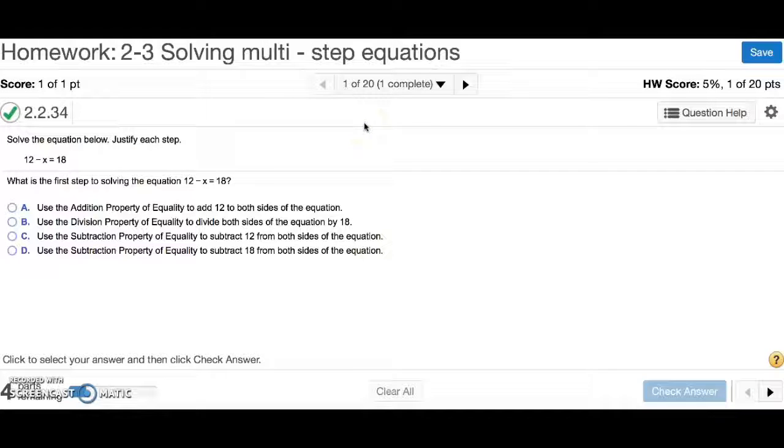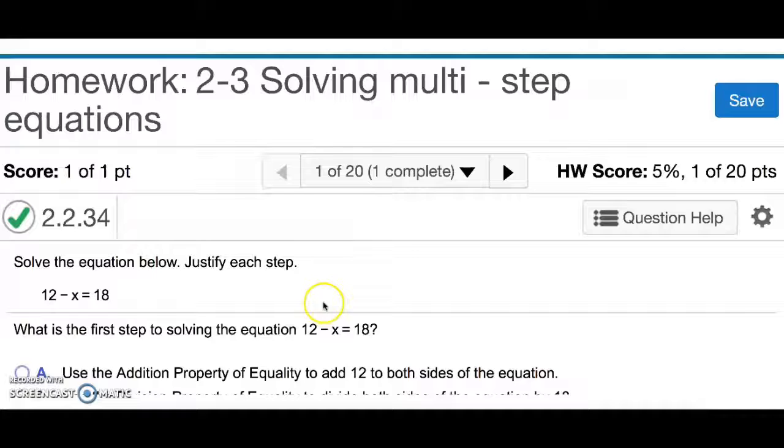Number 1 is asking you to solve the equation below and to justify each step. It's asking you what is the first step to solving the equation, which is 12 minus x equals 18. If we take a closer look at the equation, we see that in order to get this x by itself, this 12 has to be moved. And since it is in the front, we have to look at the sign and do the opposite operation. Since this is positive, the opposite sign is negative, so that means we'll be subtracting 12 on both sides.